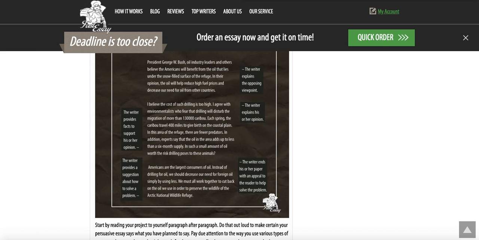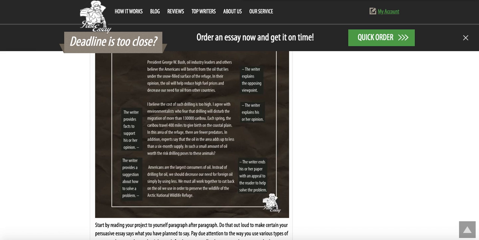In this area of refuge, there are fewer predators. In addition, they don't have lots of enemies. A predator is more like an enemy that kills them. There are only a few predators. In addition, experts say that the oil in the area adds up to less than 6 months. So now the writer has argued that if they drill the site in the refuge area, they can only supply oil for 6 months, not forever.